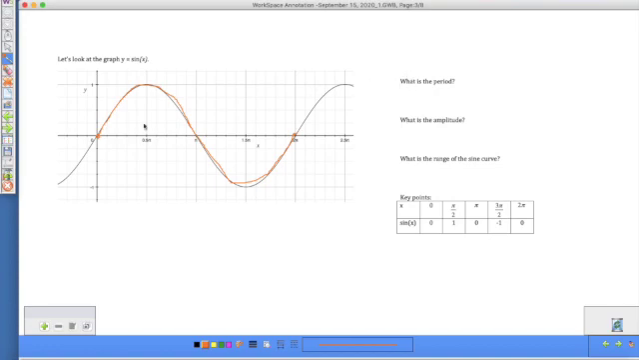Now the period, okay, how long does it take for the graph to repeat? So it starts at 0, okay, and it goes to 2 pi. So if we're dealing with degrees, the period is 360 degrees, but we're almost always going to graph in radians, so our period is 2 pi.